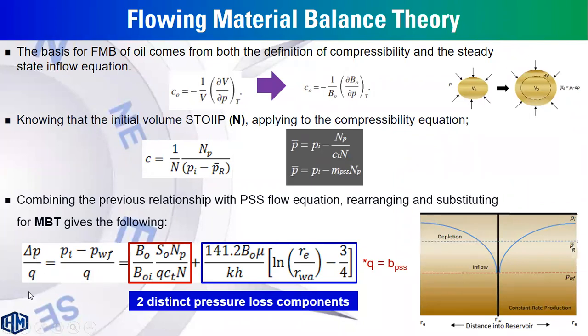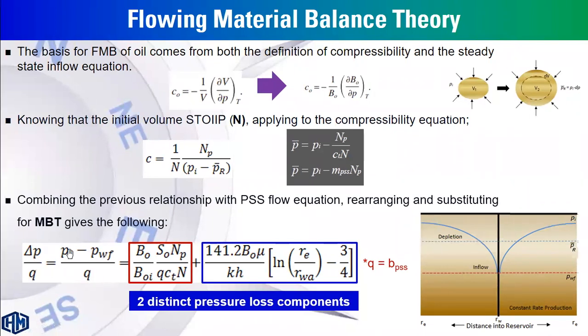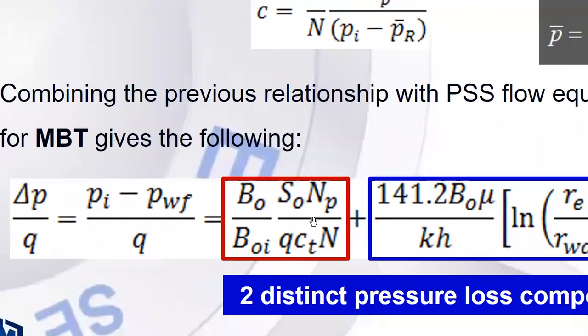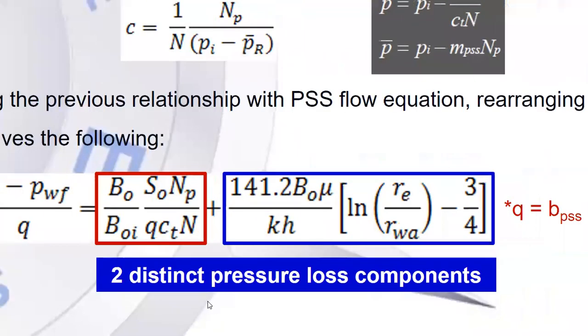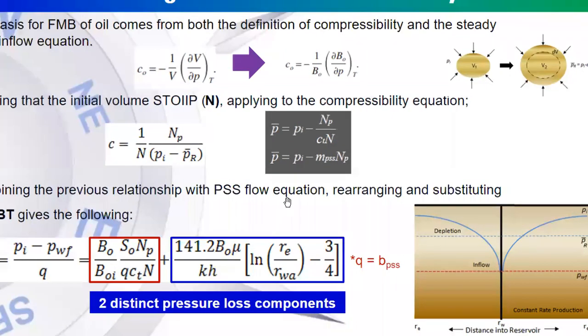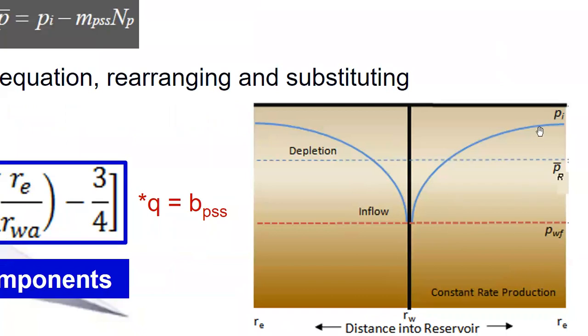By a simple combination of previous equations with the pseudo-steady state equation, you will have this form, the delta p over q, which is the rate normalized pressure, defined using this equation. We have two major components of this equation. The first part is the pressure loss due to depletion, and the second part, this one in the blue color, is the pressure loss due to inflow.